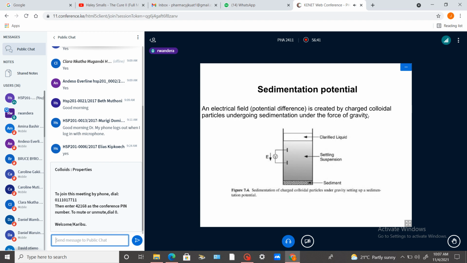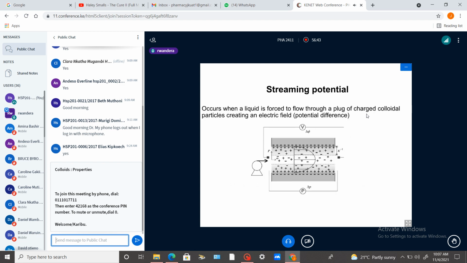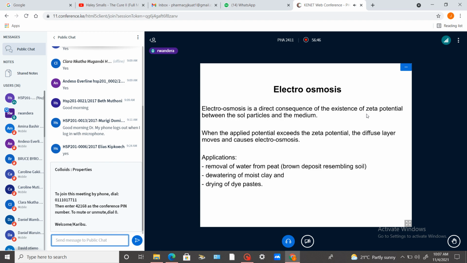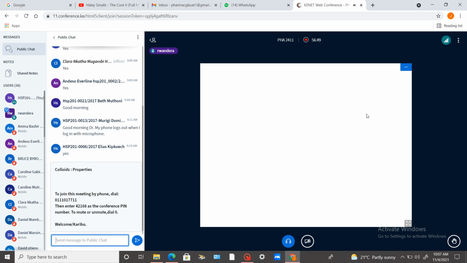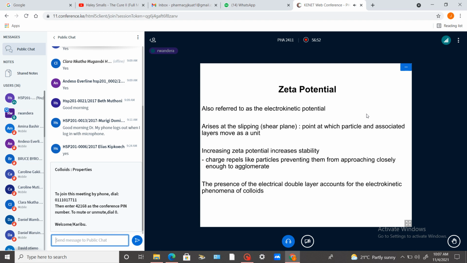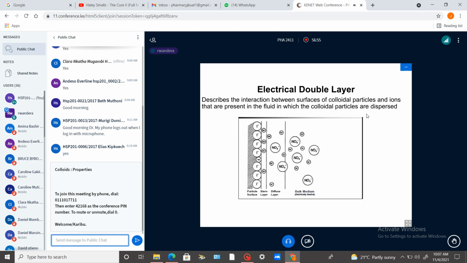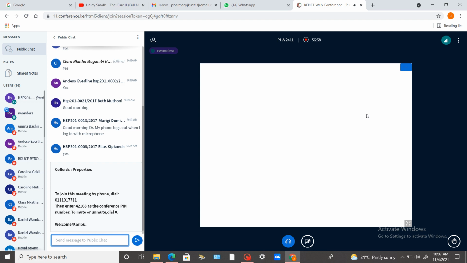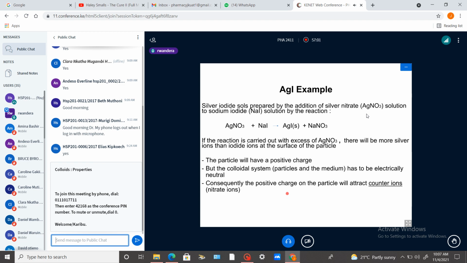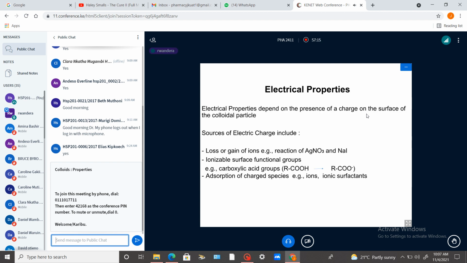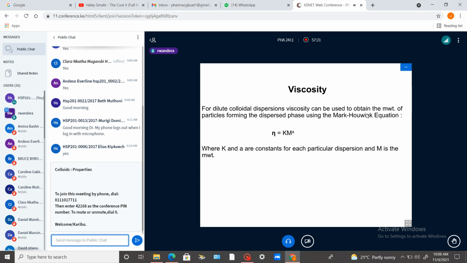Now, I want to make an observation here. I've always asked this question, what are the electrical properties of colloidal dispersions? But unfortunately, students go all the way explaining how the double layer arises, how the charge on colloidal particles arises. When I ask this question, I'm just giving you a hint. I'm just interested in the four electrokinetic phenomena: the electrophoresis, the electroosmosis, the sedimentation potential and the streaming potential. You only need to explain that.